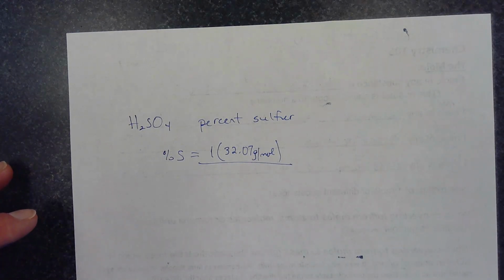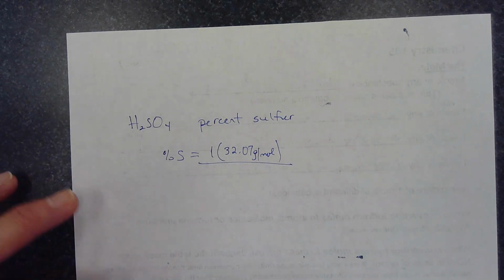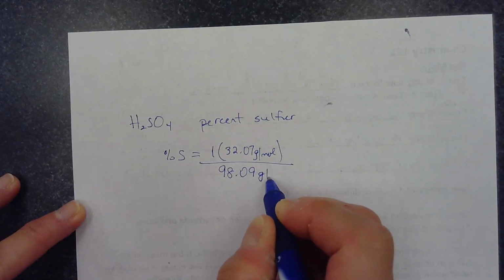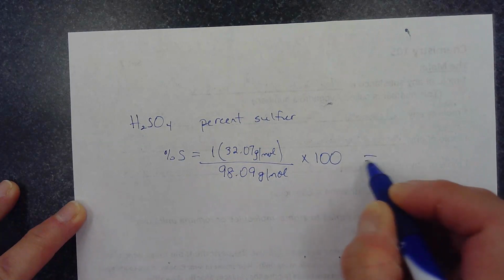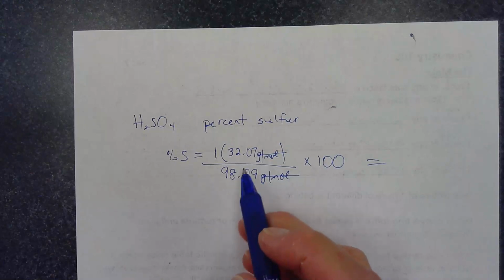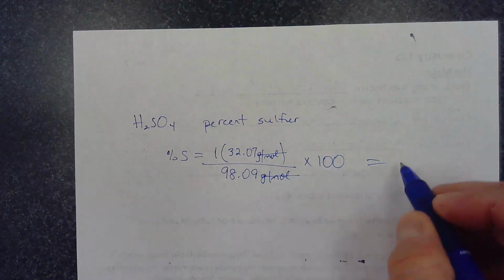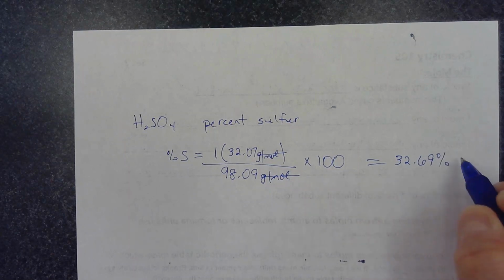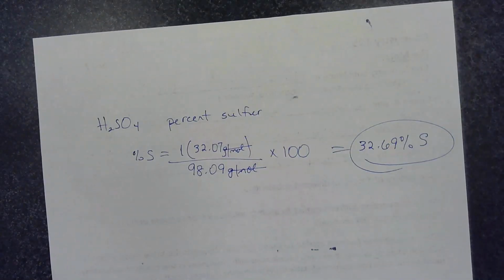All right, what is the molar mass of H2SO4? You've already calculated it today. 98.09 grams per mole. So 98.09 grams per mole times 100 equals, so your grams per mole cancel, so then it's 32.07 divided by 98.09, and so you end up with how many significant digits? You have to base it on these masses, so what would that be? 4, so my final answer is 32.69% sulfur. Yes or no? Okay.